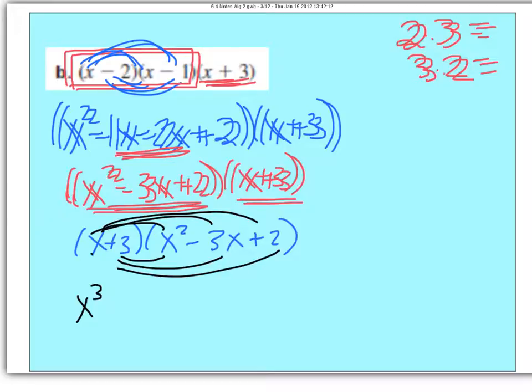Adding our like terms on this one, 1x cubed, and I'm going to mark that I've looked at it. Negative 3x squared plus 3x squared cancel out. A 2x minus 9x, negative 7x. And then I have the plus 6 left over, and that's our final answer.